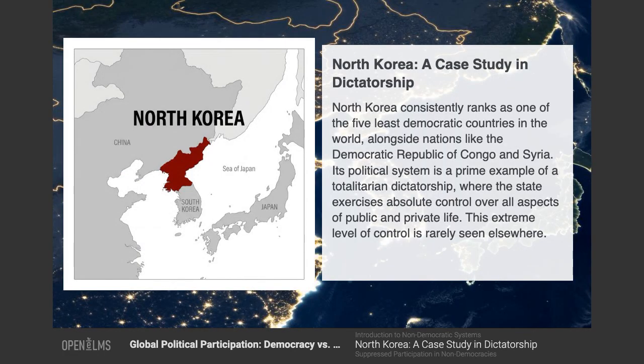North Korea, a case study in dictatorship. North Korea consistently ranks as one of the 5 least democratic countries in the world, alongside nations like the Democratic Republic of Congo and Syria. Its political system is a prime example of a totalitarian dictatorship where the state exercises absolute control over all aspects of public and private life. This extreme level of control is rarely seen elsewhere.